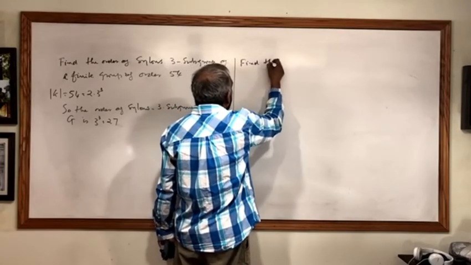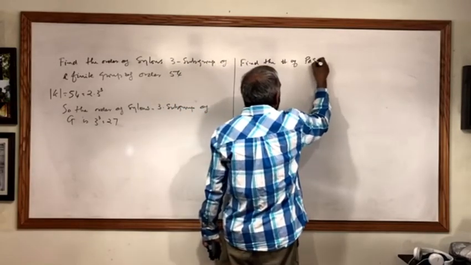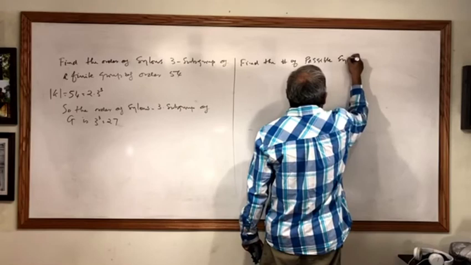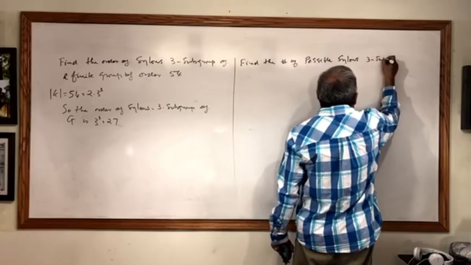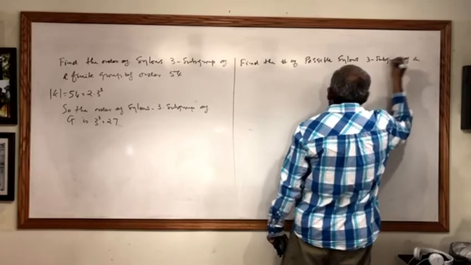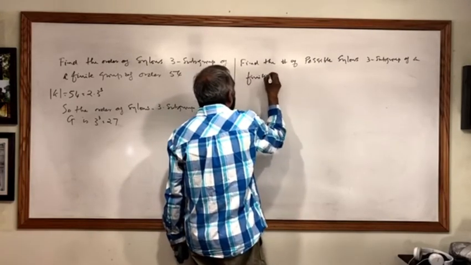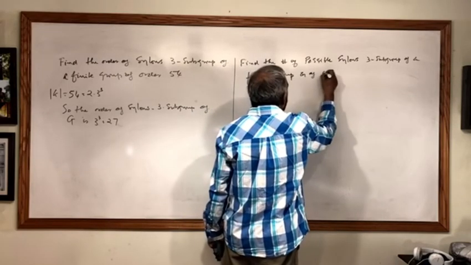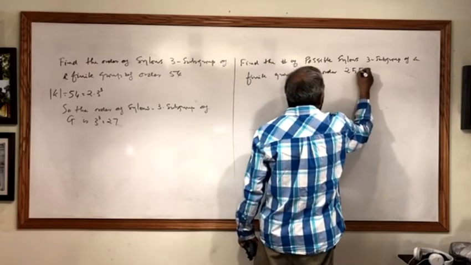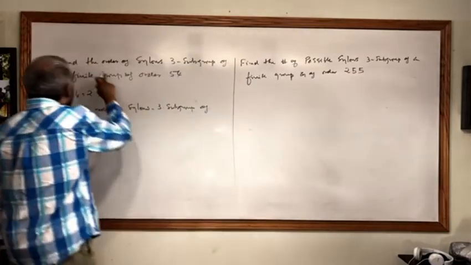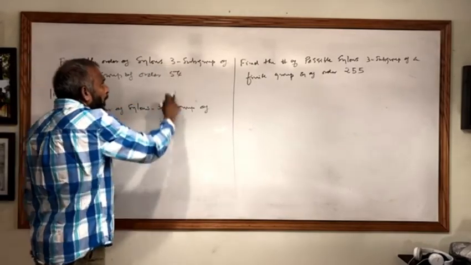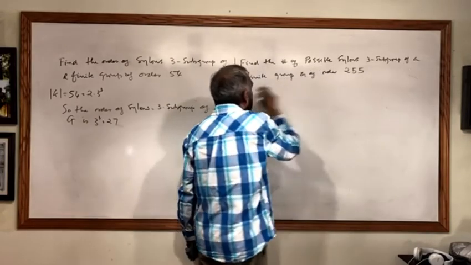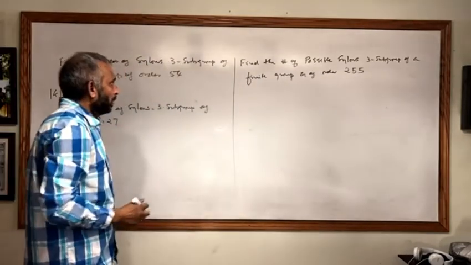We'll do another example. Find the number of possible Sylow's 3 subgroups of a finite group G of order 255. Here we are going to find out the number of possible Sylow's 3 subgroups, not the order. So here we are going to use the third Sylow theorem.